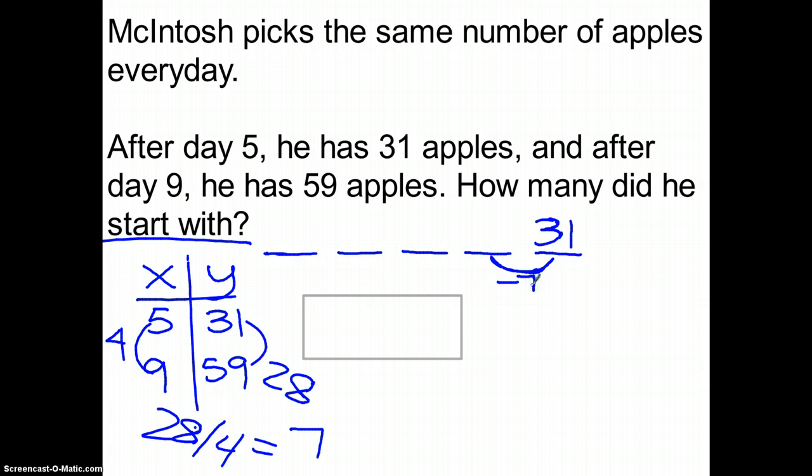So we could go the other way. If we're going backwards, we're going to take 7 away. So 31 take away 7 is 24. And then take away 7 is 17. And then 10. And then 3. So to begin, Macintosh was picking 3 apples every day.